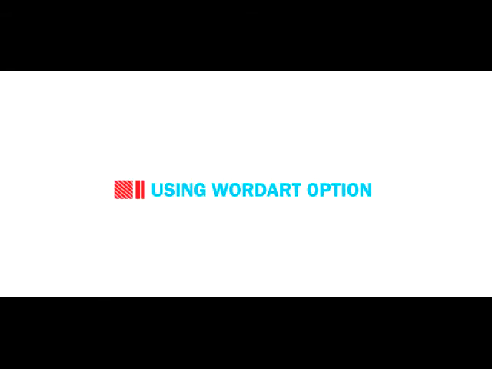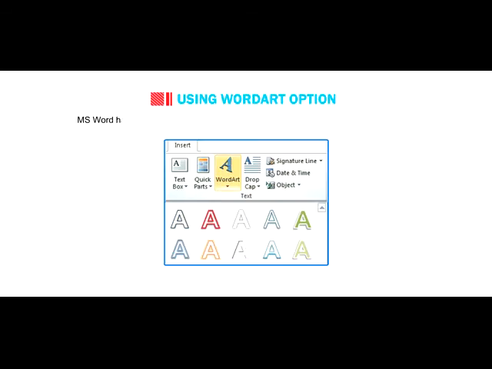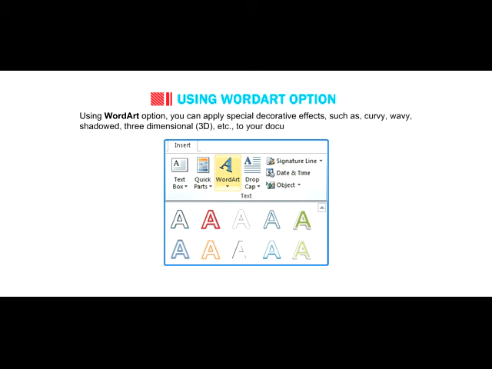Alright, we shall discuss about using Word Art option. MS Word has inbuilt Word Art Gallery which allows a user to create special text effects. It gives a unique look to the text. Using Word Art option, you can apply special decorative effects such as curvy, wavy, shadowed, 3-dimensional, 3D, etc. to your document.